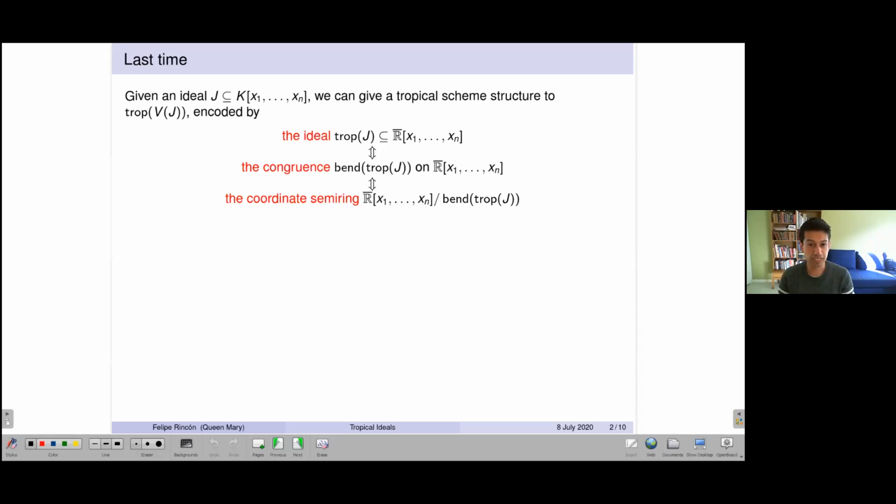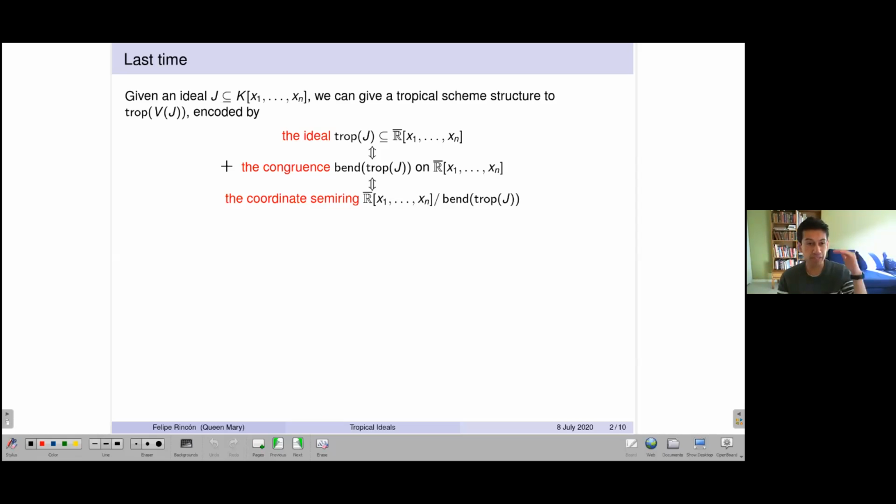And we can do it in different ways. We can do it via the ideal, so just consider all possible tropicalizations of the polynomials that are in your original ideal. Or equivalently, this is the same information, you can do it via this congruence that tells you when two functions are equivalent on that variety, which we defined last time. And equivalent to the congruence is the coordinate semiring, which is the semiring that you get when you identify all the polynomials according to your congruence. That's a semiring that plays the role of the coordinate ring in tropical geometry.